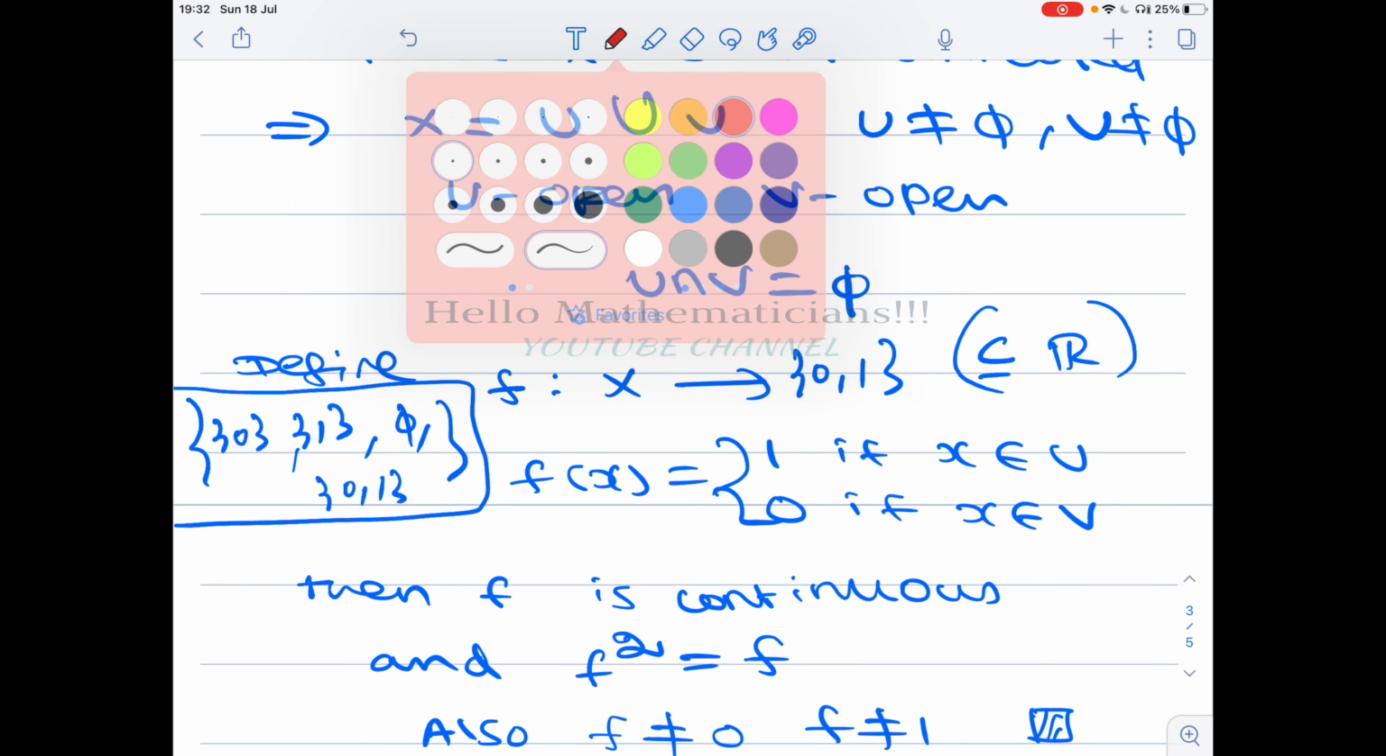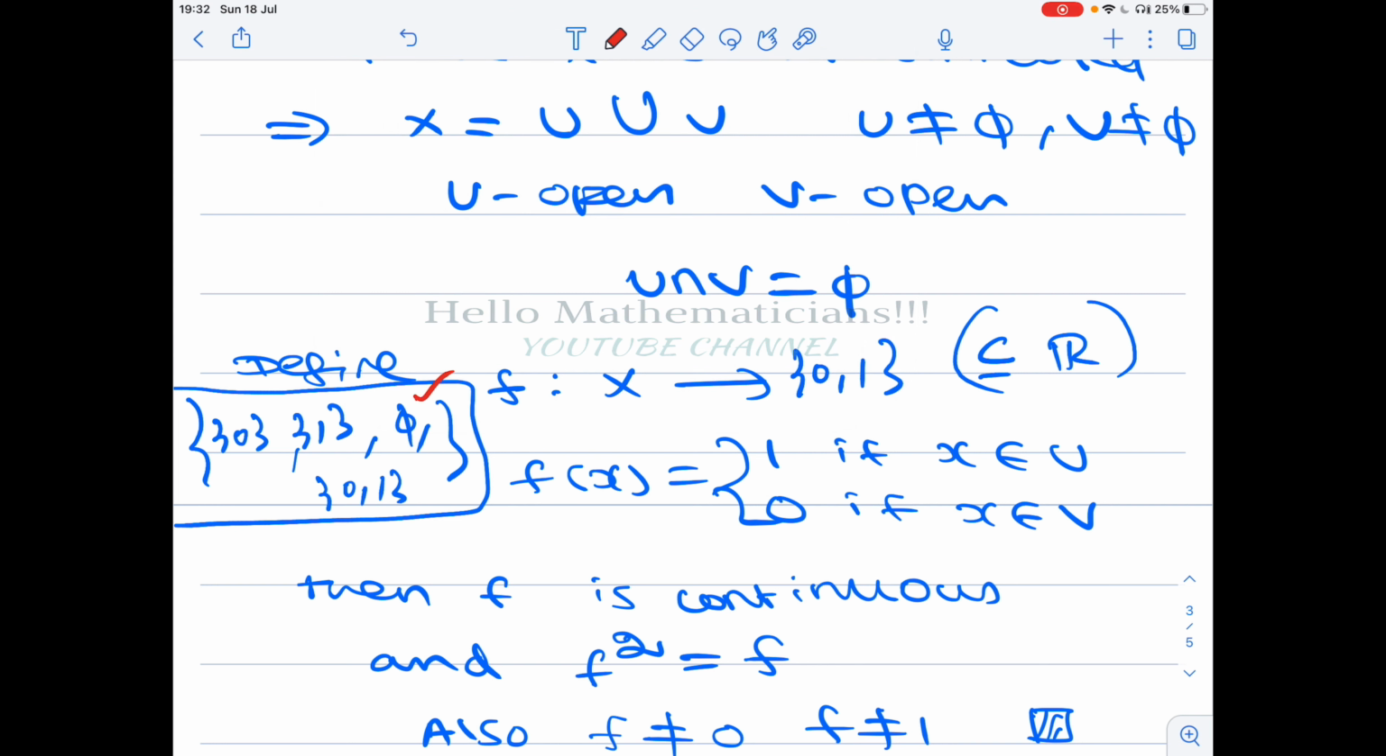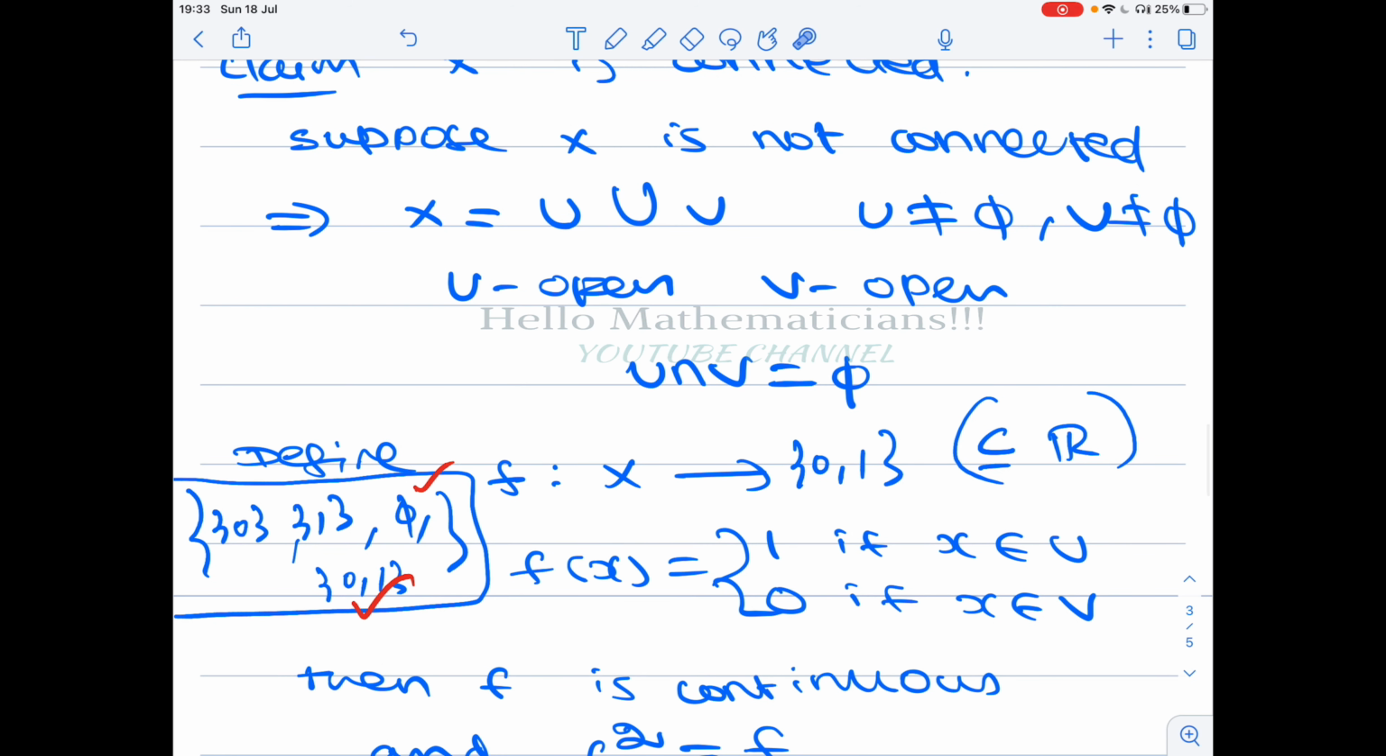Now you take {0,1}. The inverse image of {0,1} will be the full set X, and the full set in a topological space or metric space is always open. Therefore this set is also fine. You take singleton 1. The inverse image of singleton 1 will be U.